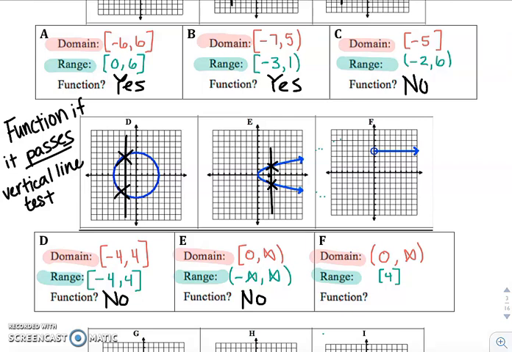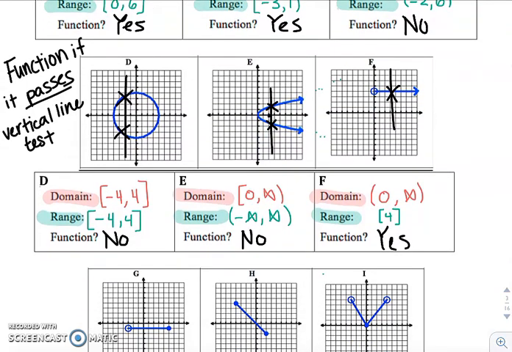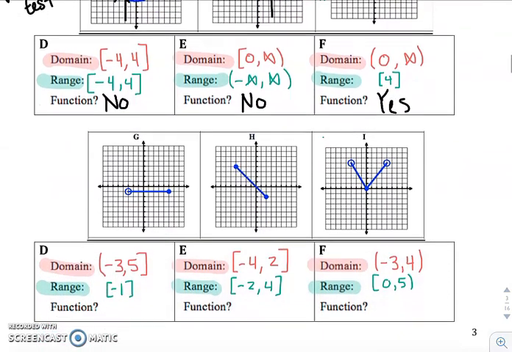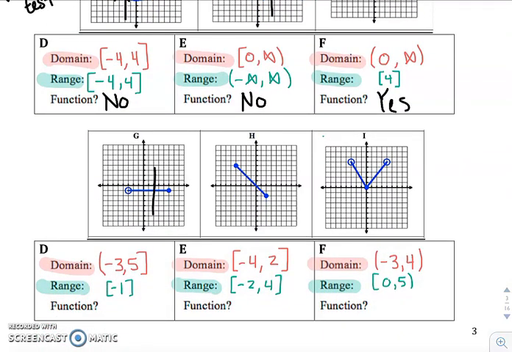We did E, F, only can hit it once. That guy will be a function. No x values have more than one y value with it. And then the last three, G, yep, you can draw lots of vertical lines. None of them hit more than once. H, same way, it's a diagonal line, but still can't draw a vertical line through it where it hits more than one time, so he is a function. And so is your last one. Can't draw a vertical line and have it hit that graph more than one time.